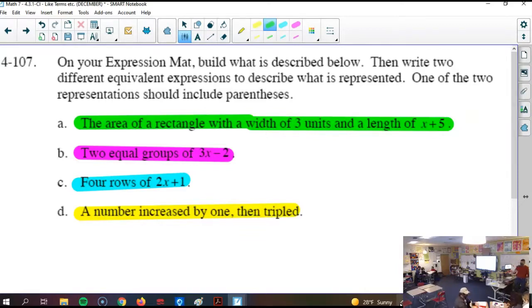So you need a piece of graph paper to write on, and then also your expression mat. If A is too difficult, skip it, move on to B. If B is too difficult, skip it, move on to C. Like, find one that you like. You guys don't have to get all of them out. I love what you're doing. It's very OCD, but you don't have to.